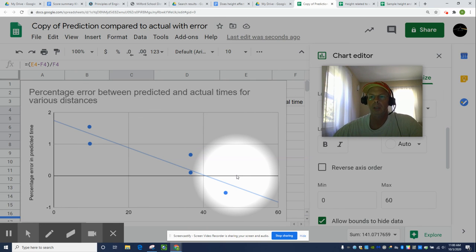So there you go. If you missed the spreadsheet construction for can I predict my time to run whatever 40 meters, there it is.